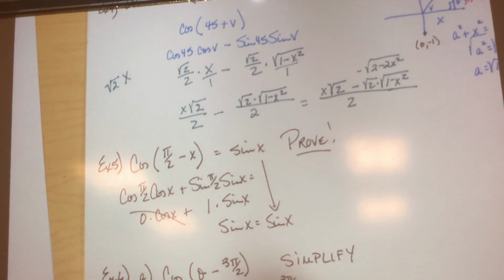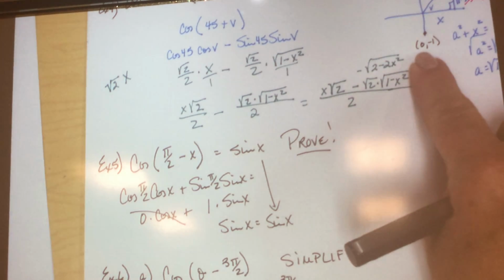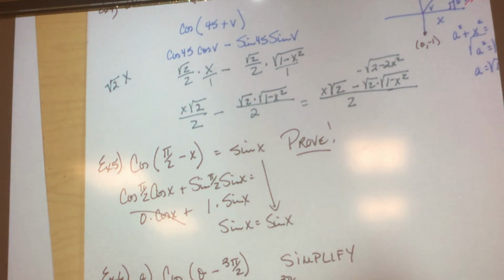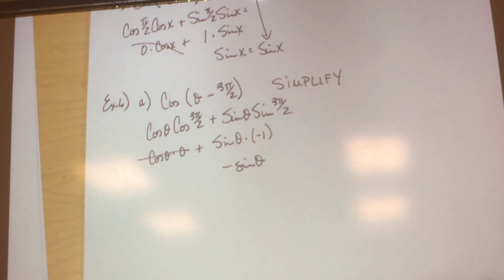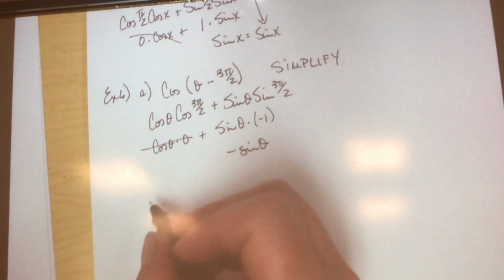Cosine theta times, what's the cosine of 3 pi over 2? 0. Cosine is x. Sine is y. Plus the sine of theta times what's the sine of 3 pi over 2? Negative 1. Okay? This goes away. And negative 1 times sine theta? Negative sine theta. Beautiful. That's simplified. You with me? Do we have another one? Yep, we're gonna do one more.